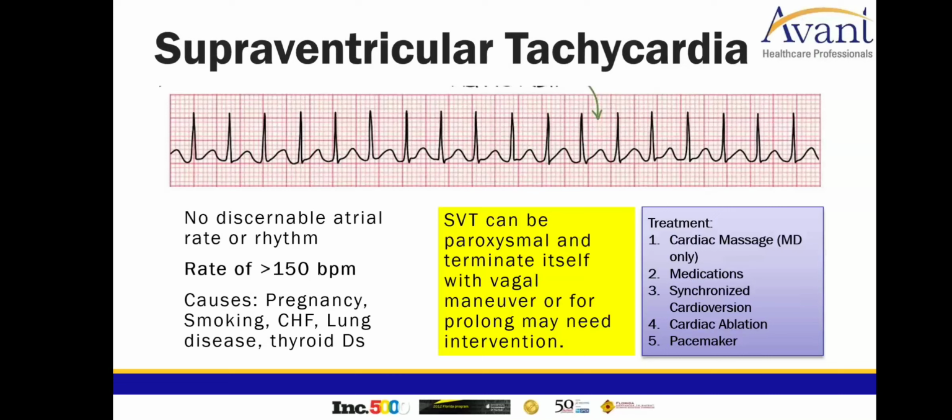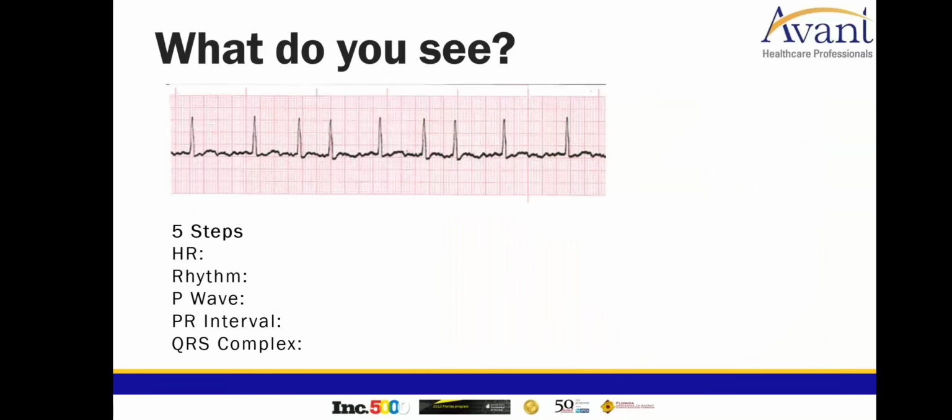So these are some of the things that can happen with someone with SVT. You just have to monitor them closely for signs and symptoms of decreased cardiac output. Okay, so that's SVT. Now what do you see? Go ahead and pause the video and do your measurements.